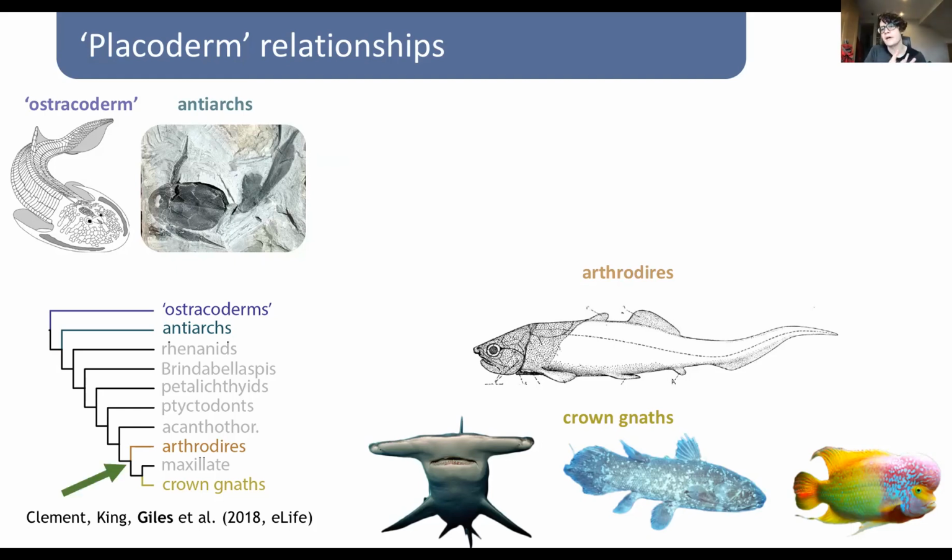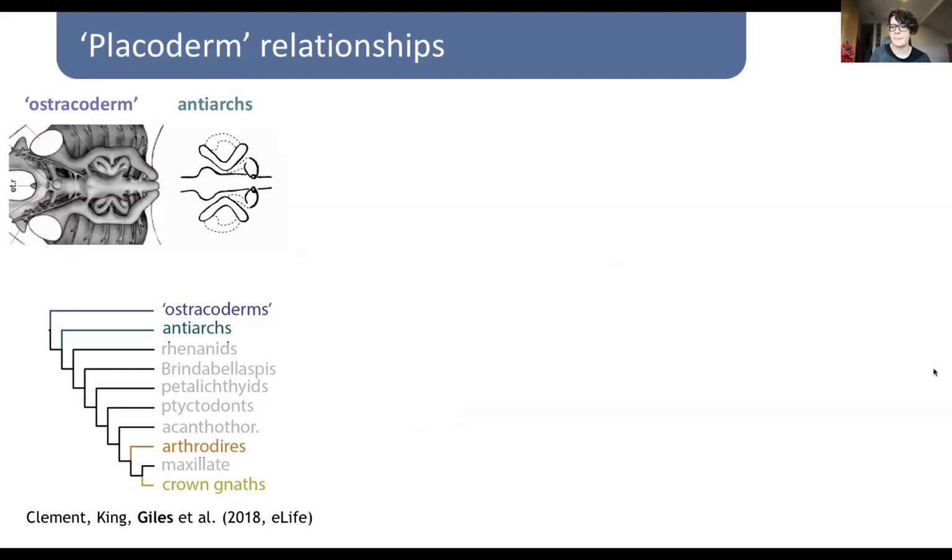And this suggests that there's a morphological, and maybe even dietary or predatory, shift that happens towards the top of the group. So this green arrow shows the node that unites arthrodires and crown-group jawed vertebrates, or living jawed vertebrates.